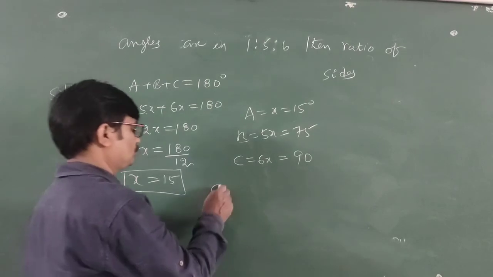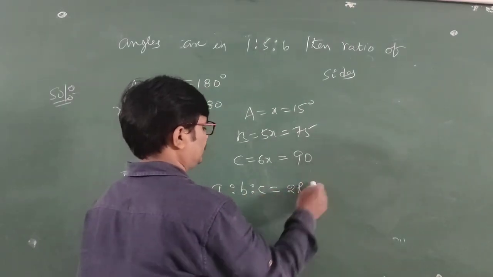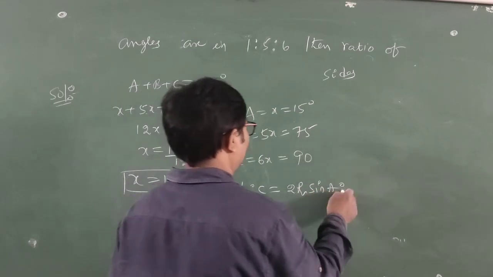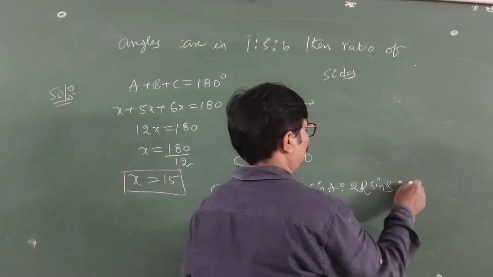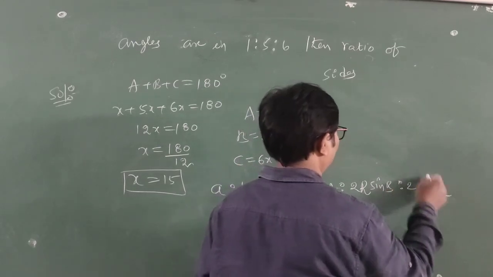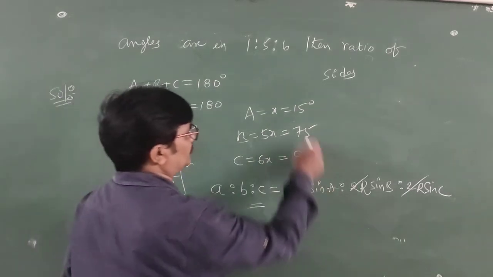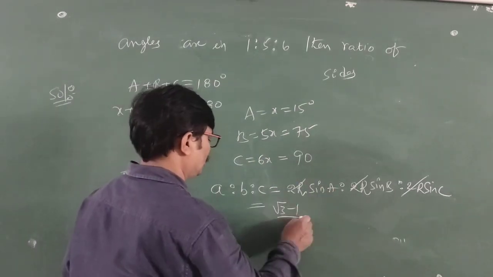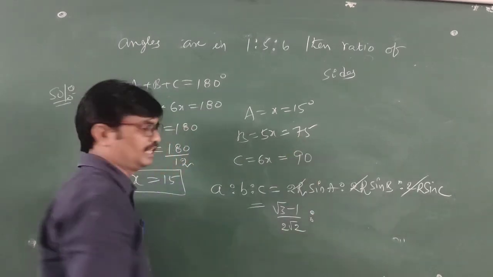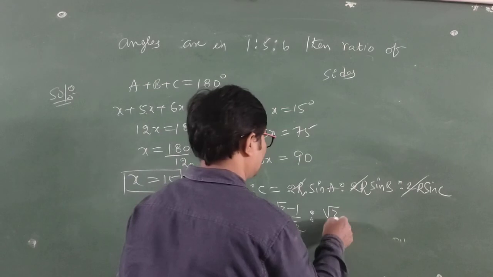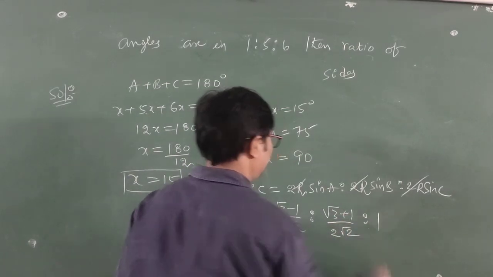Now students, we have to find the ratio of the sides a : b : c, which is 2R sin A : 2R sin B : 2R sin C. 2R is common. Now students, sin 15 degrees, everybody knows, is (√3 − 1)/(2√2). Sin 75 degrees is (√3 + 1)/(2√2). Sin 90 is 1.